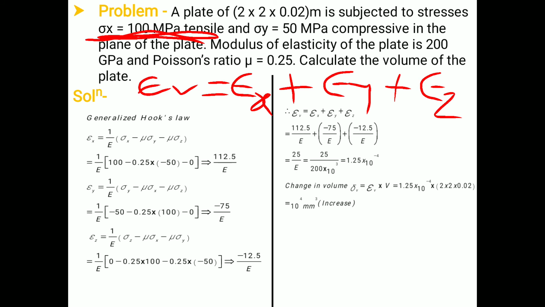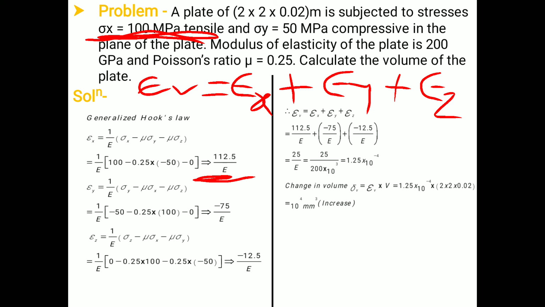And the value of sigma z is 0 because no value of sigma z is given in the numerical, because it's a two-dimensional problem. Therefore, this value of sigma z is 0. After putting all the values of sigma x, mu and sigma y, I have strain along x direction which is equal to 112.5 upon E.